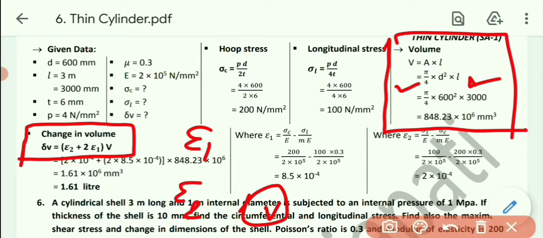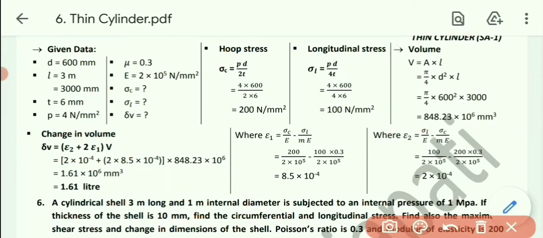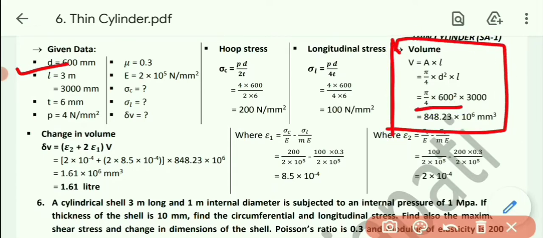Now in this one, the unknowns are diameter and length. Now all the unknowns are there. Diameter is 600 mm, you can see pi by 4 into 600 squared, and L is 3000 mm. Let's solve this one. So ultimately I will get the value 848.23 into 10 raised to 6 mm cube. So I got the value of the volume over here.